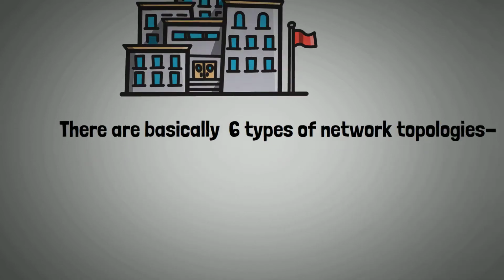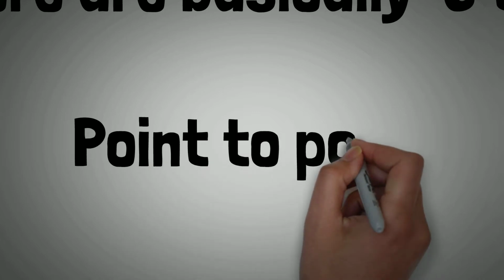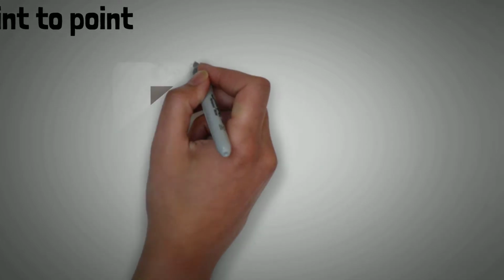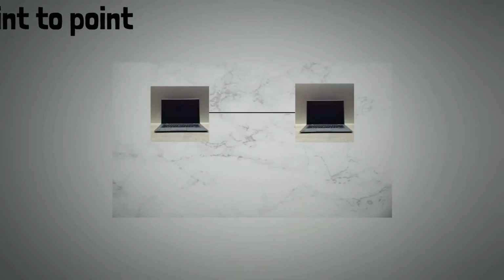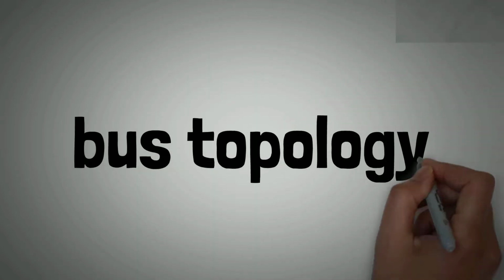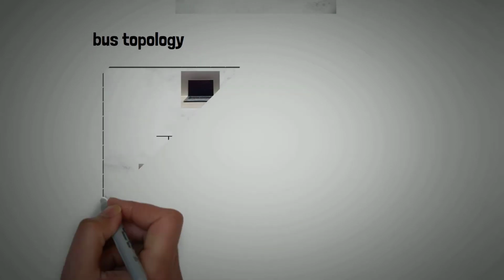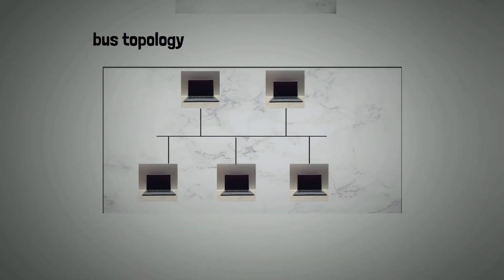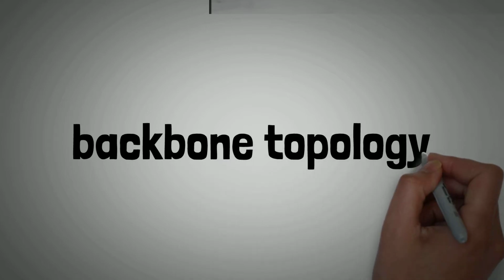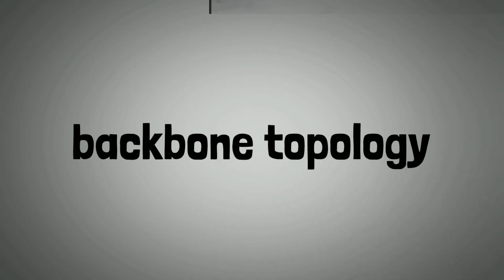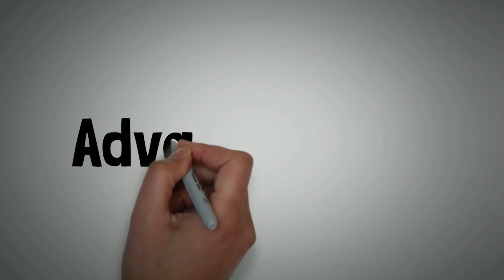The first of them, and the simplest one, is point-to-point. It consists of two hosts connected back-to-back with the help of a single piece of cable. The second one is the bus topology. In this topology, we connect all the devices on a network along a single cable running in a single direction from one end of the network to the other. This is also known as backbone topology. Data will only flow in one direction at any given time.